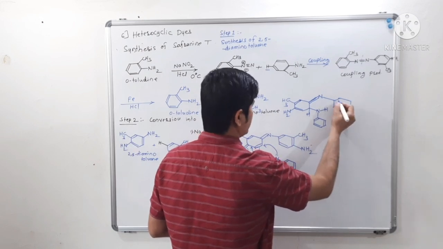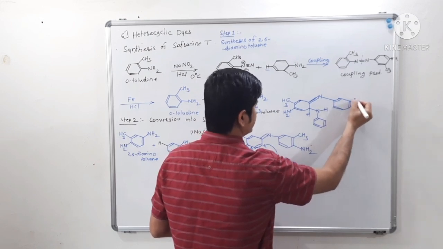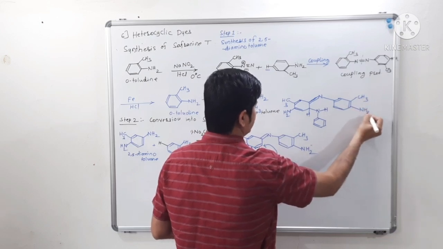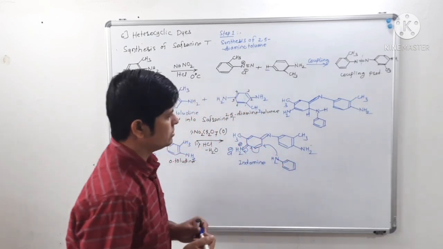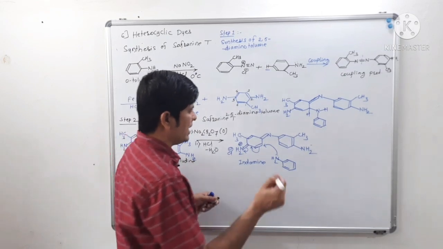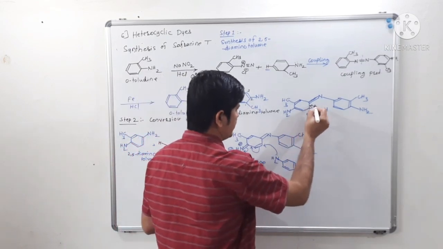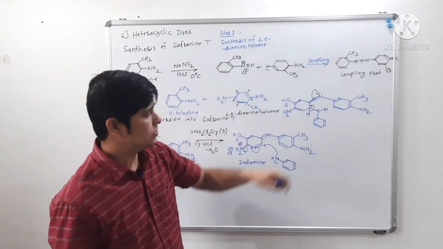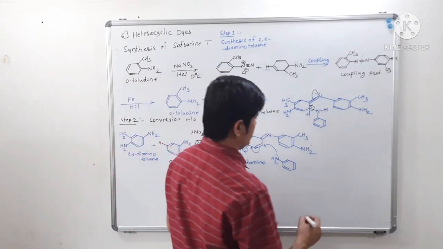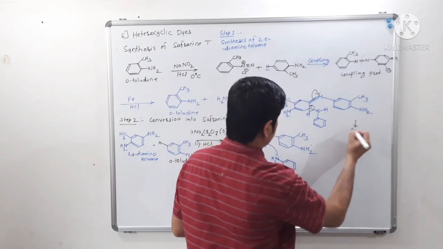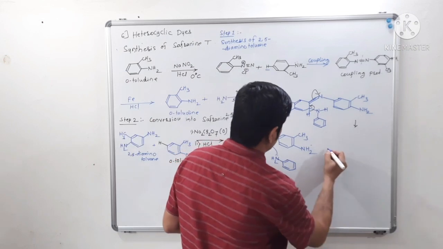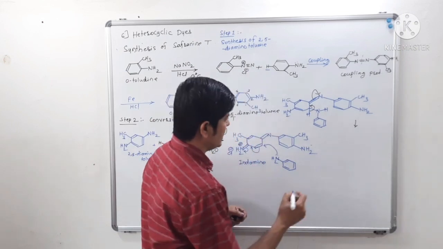So this is what you will get in this step. This is the intermediate you will get in this step. Now see, this intermediate will tautomerize. There will be a tautomeric hydrogen, so you will get NH here. There will be conversion into NH. Now what will you get? You will get the next intermediate like this.